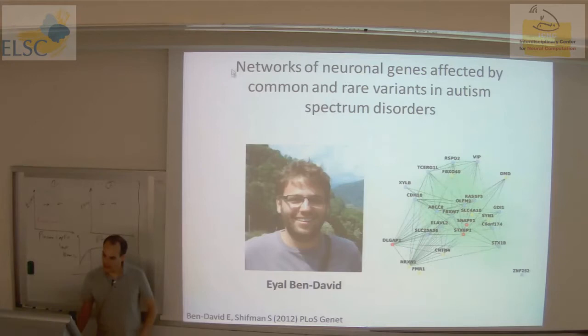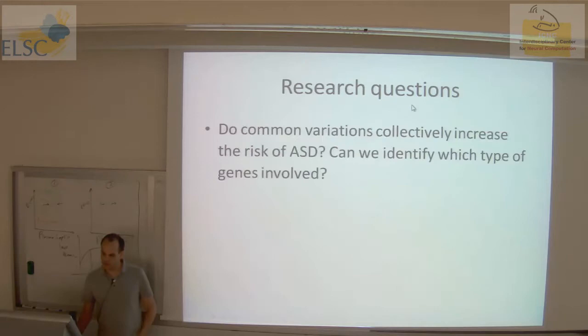The title of the paper was Networks of Neuronal Genes Affected by Common and Rare Variation in Autism Spectrum Disorders. And the research question was, first of all, do common variations collectively increase the risk of ASD? So you saw already that for one particular SNP, we cannot really say that it's associated with autism, but maybe by looking at a collective of those SNPs together, we can say something. The other question was, what kind of genes are involved, are affected?